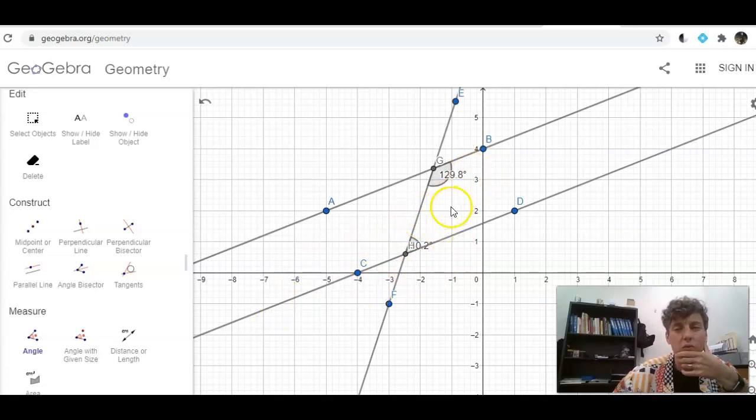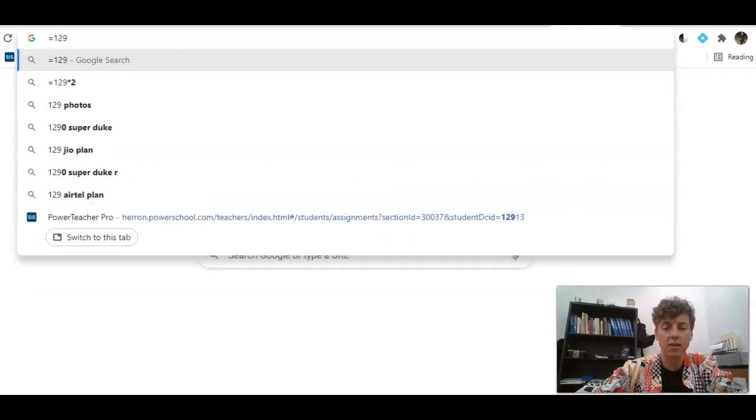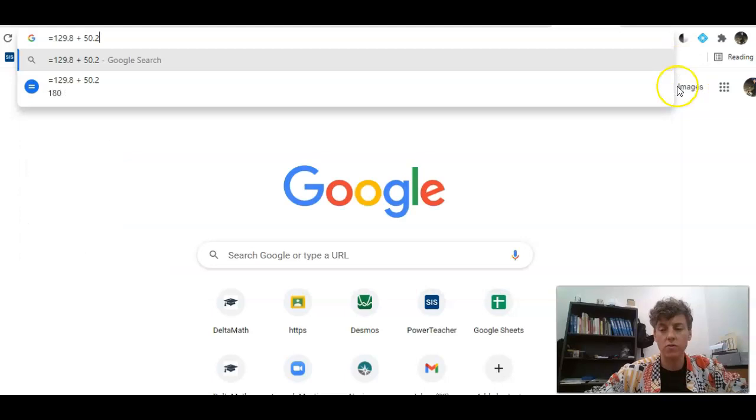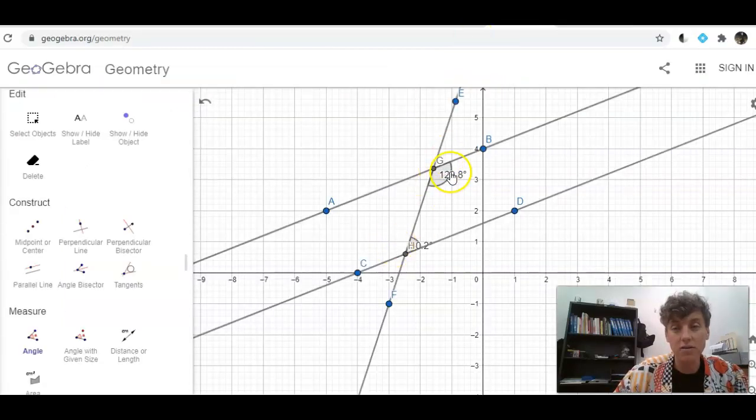What's 129.8 plus 50.2? Oh, that's 180. Cool. So same side interior angles are supplementary if the lines are parallel.